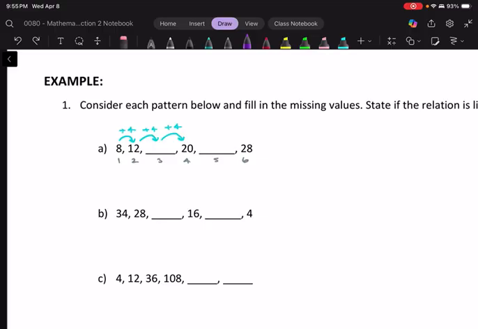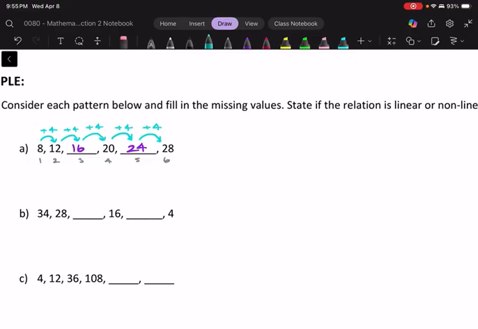So 12 plus 4 gives us 16 in that spot. And then 16 plus 4, oh, that does give us 20. So, cool. Linear so far. Not quite done. We still need to make sure that that continues as we go along. So, plus 4 gives us 24 in position 5. And we should be able to add 4 again, and sure enough, 24 plus 4 is 28. So we're all good in the hood here. This must be linear.